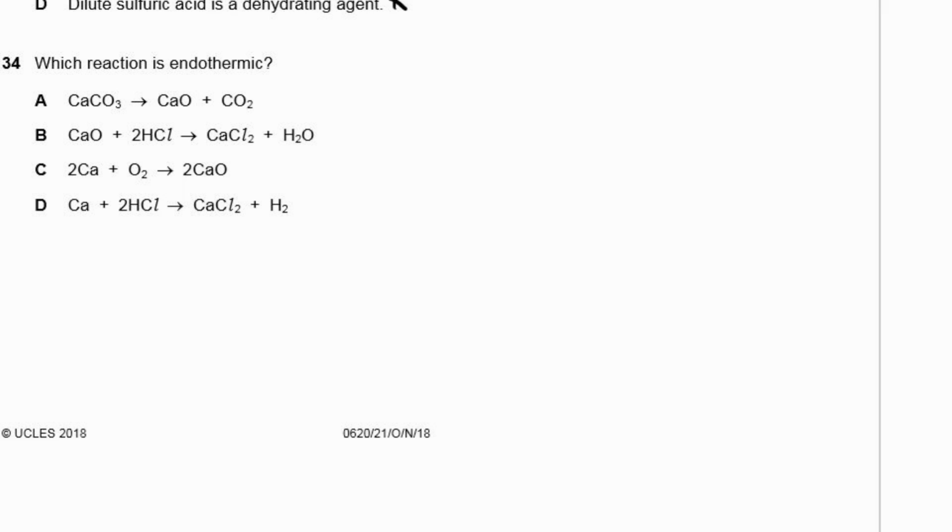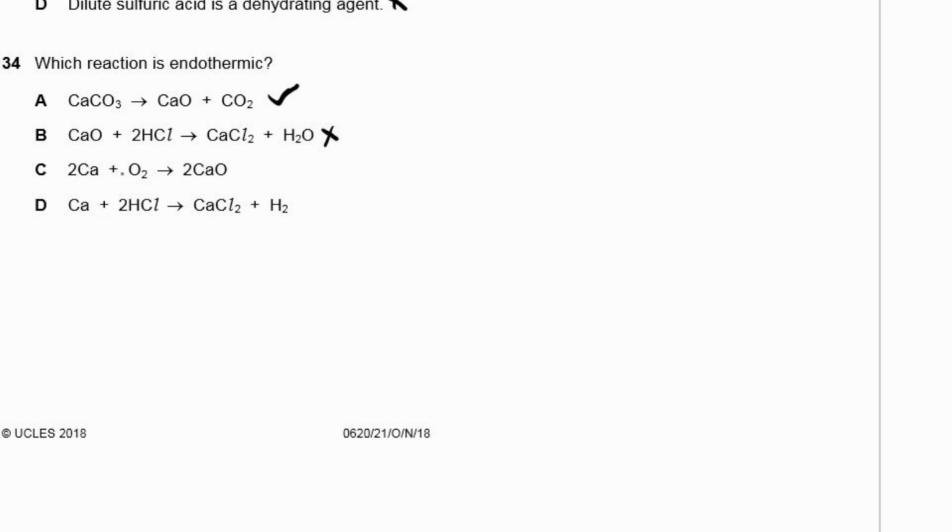Question 34. Which reaction is endothermic? So we have calcium carbonate produces calcium oxide plus carbon dioxide. That takes energy to break those bonds. So I would say that one is an endothermic reaction. Okay, calcium oxide plus hydrochloric acid. That is an alkali plus an acid produces a salt and water. That is a neutralization reaction. That's not an endothermic reaction.